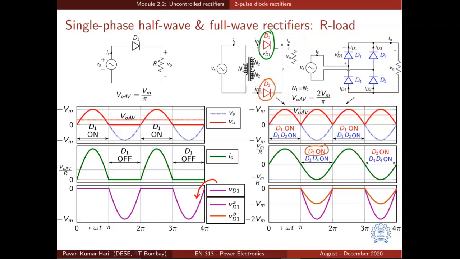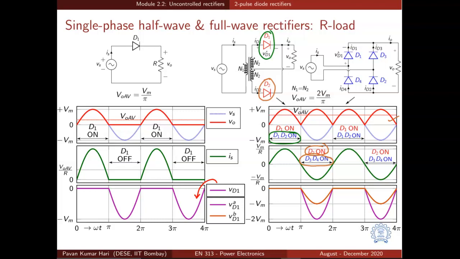The voltage itself is negative, so the output voltage becomes positive, which is shown in red color waveform in the first plot. And what are the diodes conducting in the case of 4 diode rectifier? In the case of 4 diode rectifier, D1, D2 will be conducting in the positive half and D3, D4 will be conducting in the negative half. But the voltage is again VO equal to Vs in the positive half and VO equal to minus Vs in the negative half. So we have the same waveform here.